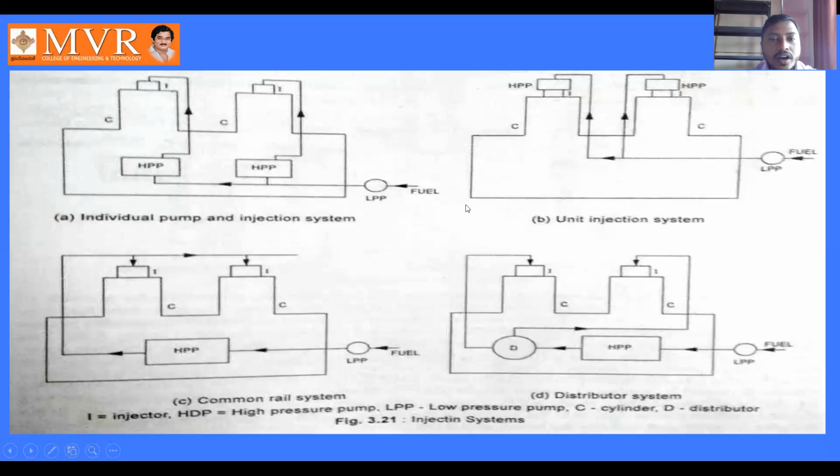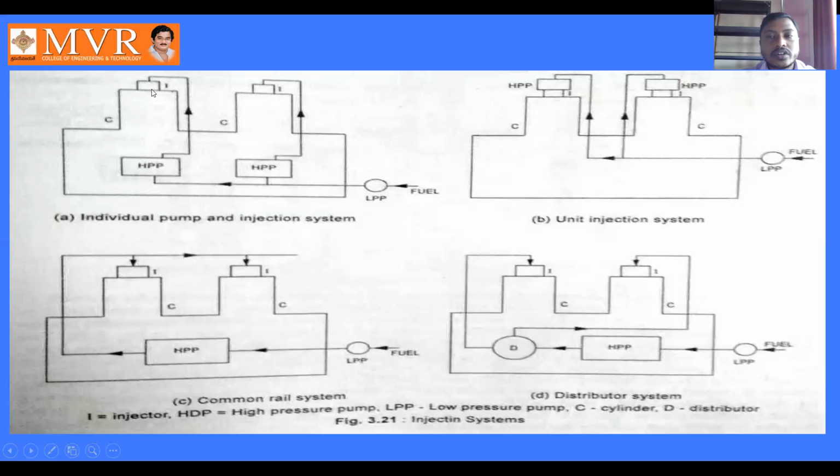This is how we pump the fuel. We can observe that the fuel is first drawn in by the low pressure pump. From the low pressure pump, it enters both high pressure pumps, and the high pressure pump sends the fuel to the first fuel injector, and the fuel is again sent from the second high pressure pump to the second fuel injector.